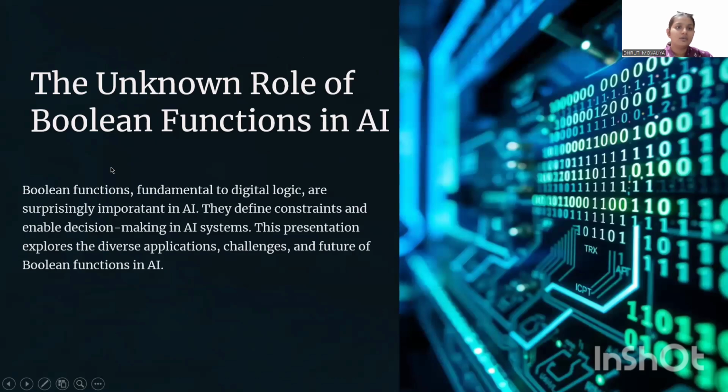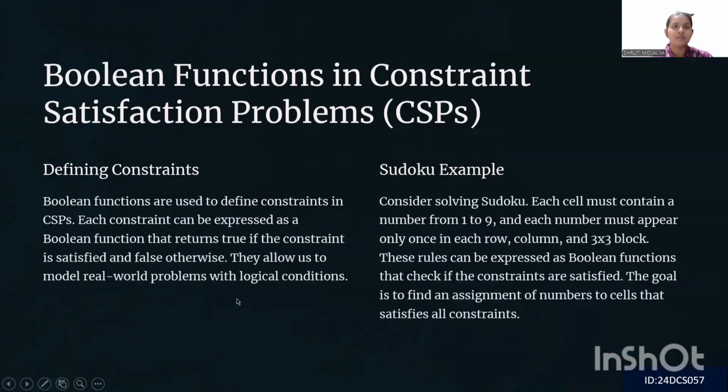The unknown role of Boolean functions in AI. Boolean functions, fundamental to digital logic, are surprisingly important in AI. They define constraints and enable decision making in AI systems. This presentation explores the diverse applications, challenges, and the future of Boolean functions in AI.